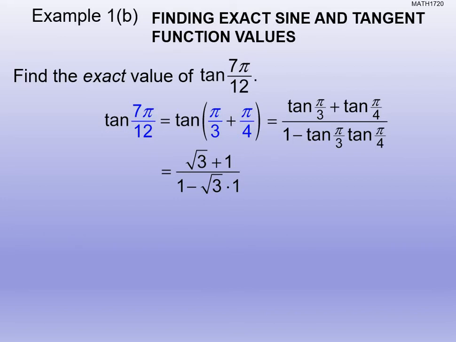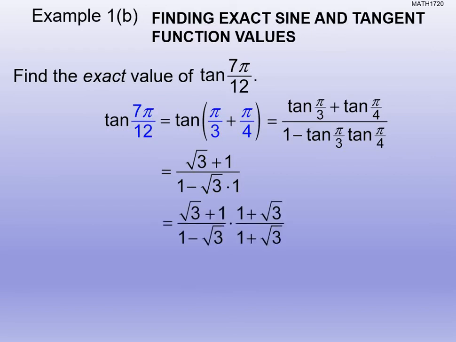So on top, we end up with square root of 3 plus 1. In the denominator, we get 1 minus square root of 3 times 1. Because remember, tangent of pi over 4 is what? Opposite over adjacent, which is 1 over 1, which is 1. And tangent of pi over 3 is square root of 3 over 1. So we've replaced those, and now we work through the algebra.